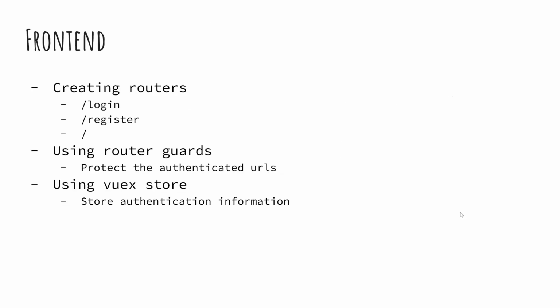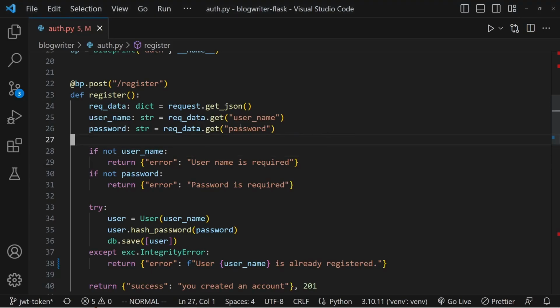So for the front end, as I said, I will have 3 routes: a login route, a register route, and also a home route. The home route is going to be the page that interacts with ChatGPT. And using router guards, I'll be able to protect the authenticated URLs. And then using the Vuex store, I'm going to store user information and also whether someone is authenticated or not in the store. Okay, so let's look at some code.